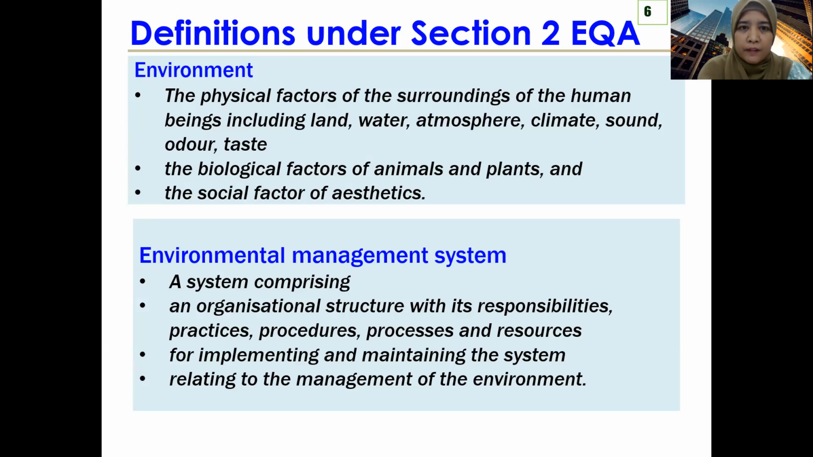Environment is physical factors of the surroundings of the human beings, including water, land, atmosphere, climate, sound, odor, taste. So physical is the first component of the definition of environment. The second component is biological factors of animals and plants. And the third component is social factors of aesthetics. I have touched on this last week, when we talked about the definition of the environment.